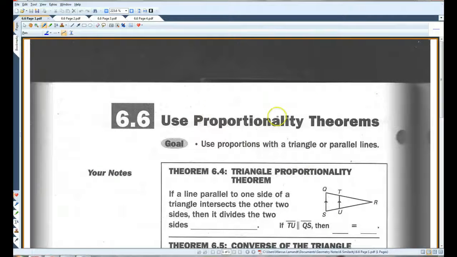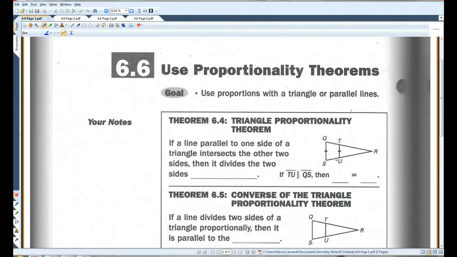Okay, 6.6, use proportionality theorems. Theorem 6.4: if a line parallel to one side of a triangle intersects the other two sides, as shown in the diagram, then it divides the two sides proportionally. So basically, if TU is parallel to QS, then RT over TQ equals RU over US. So this over this equals this over this.